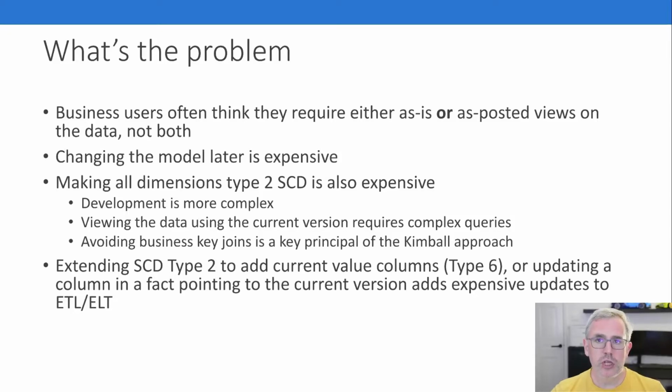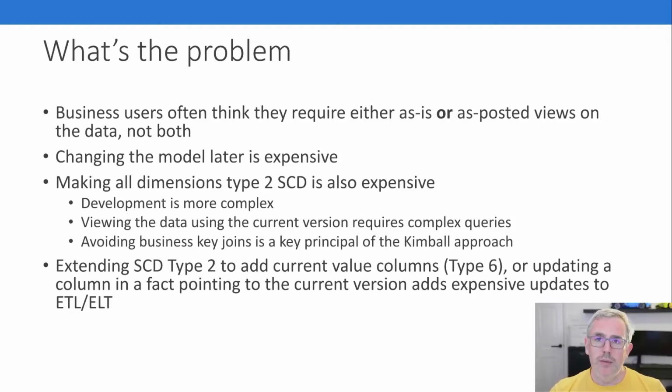So changing the model later is expensive, and adding in both a type 1 and a type 2 slowly changing dimension for the same entity, i.e. for customers, is quite a lot of overhead to manage that. We need to make sure they're synchronized together properly and that everything's correct.